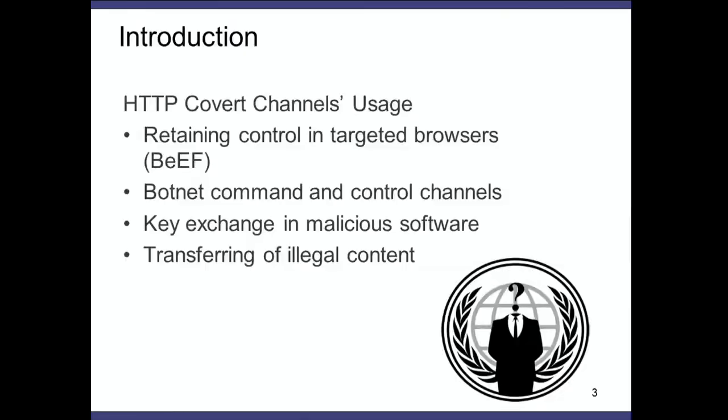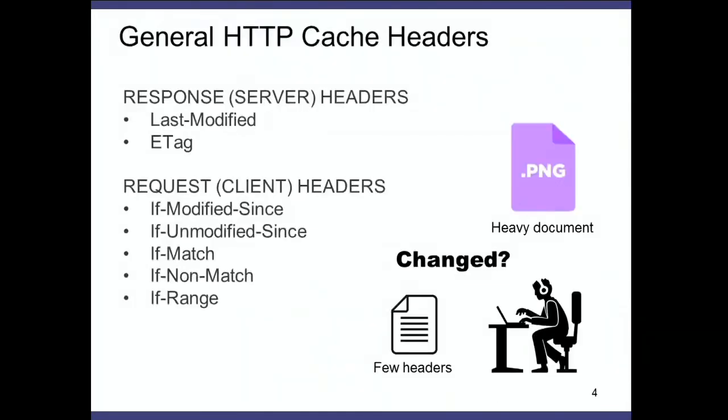So, we found out what covert channels are and why they are needed. They are needed to pass something through. They could be commands or controls, like zombies in a botnet or in zombie browsers, if you talk about the BeEF framework. They could also be cryptographic keys or key exchange, or they could be used to transfer illegal content.